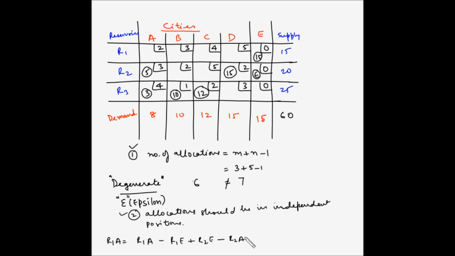The next step is to calculate the net cost change for the closed path. The net cost change is obtained by summing up the unit cost of each cell. So now we have to replace these with the values of the unit cost. So R1A, the unit cost is 2, minus R1E is 0, plus R2E is also 0, minus R2A is 3. So this is equal to 2 minus 3, which is minus 1. Now let's move to the next water square, which is R1B.